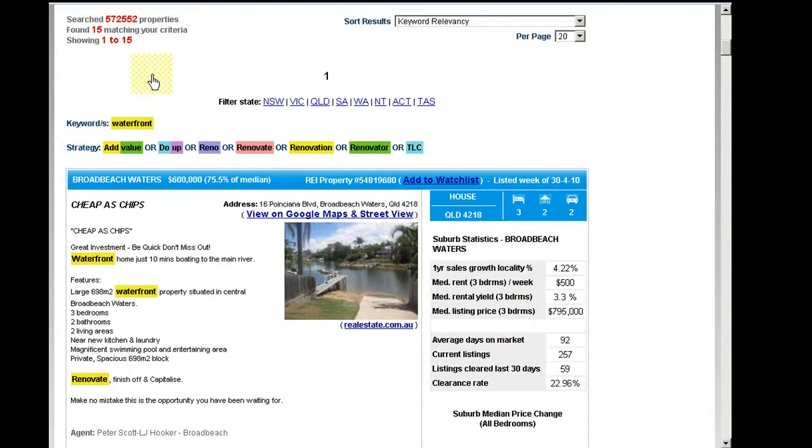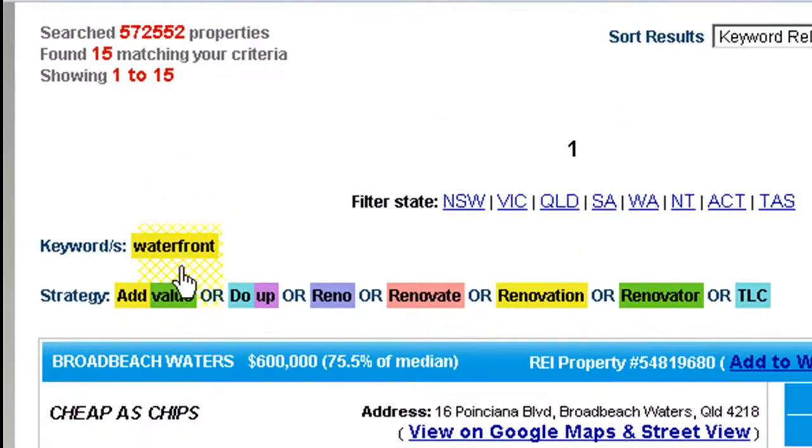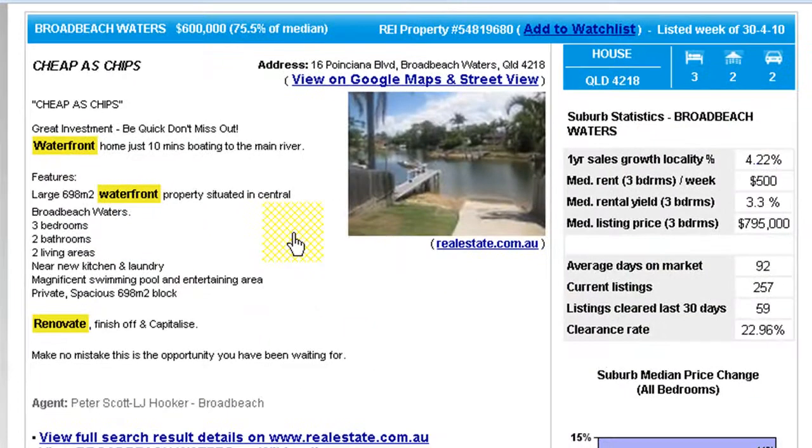They're at least 20% under the median. They've got waterfront in the description and they've got add value or do up phrases. I've also filtered out results, so I only see houses. I don't want to see units, I just want to see houses. My first result here, Broadbeach Waters, I can see instantly it says waterfront, it says renovate. I can see there it's on the market at $600,000, 75% of the median, and right now in Broadbeach Waters, the median listing price is $795,000 for a 3-bedroom house.